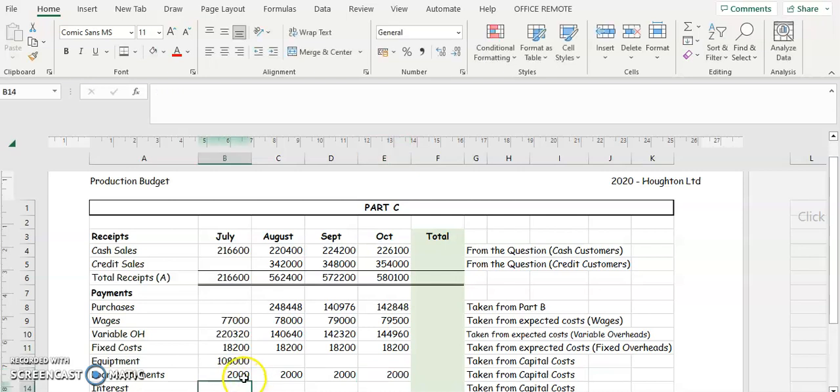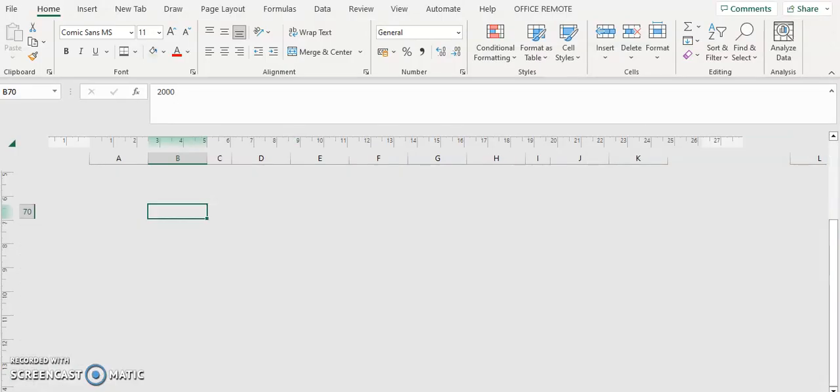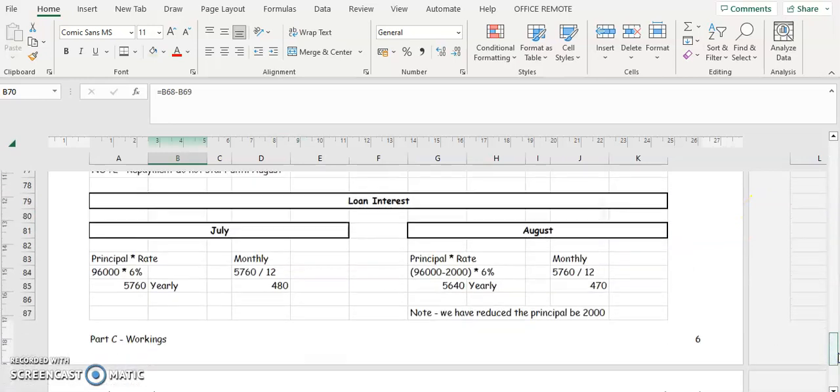The interest then, just take that 2,000 out of July because it doesn't start until August. So we look down here, both capital repayments and interest payments commence on the 31st of August. The interest each month is to be paid on the last day of the month based on the amount of the loan outstanding at that date. So you need to be careful of this 2,000. There's an adjustment that we need to do for that. So the loan interest, once again, I'm going to put it up here. You can pause it for yourselves.